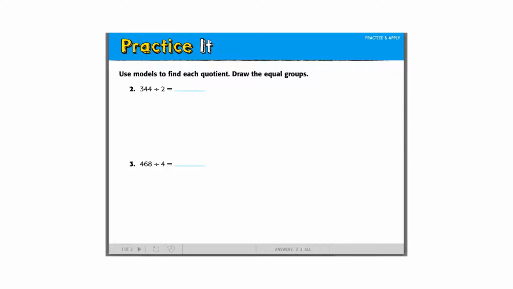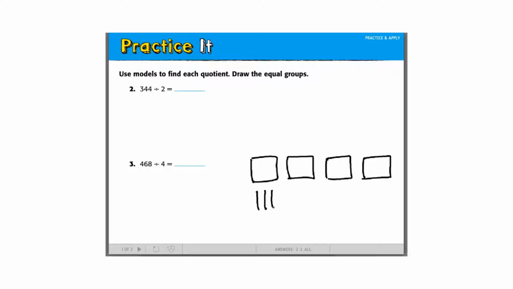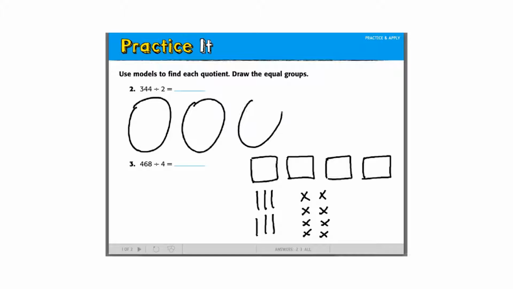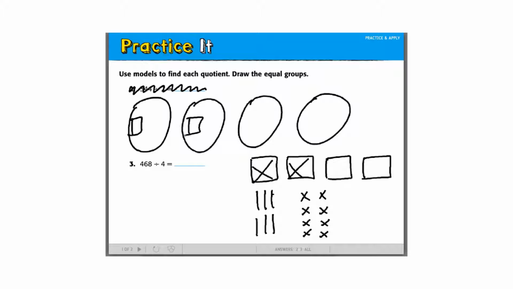So let's do one more example. And if you've already started it, you can just watch what I do. I just want to make sure everybody's getting it. So for 468, I drew 4 hundreds, 6 10s, and 8 1s. And I'm just going to use this whole space here because I drew really big. So I have 4 circles. And I'm going to start dividing. So I'm going to put 1 here, 1 here, 1 here, and 1 here.